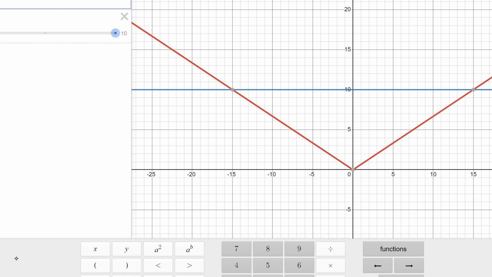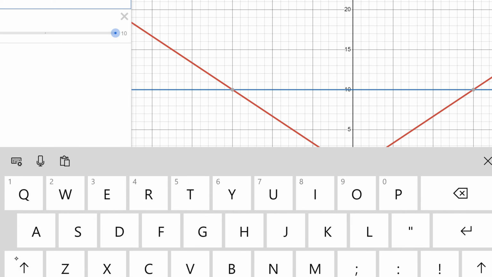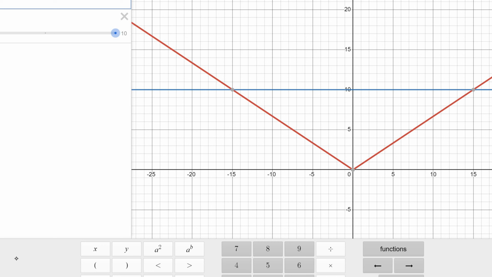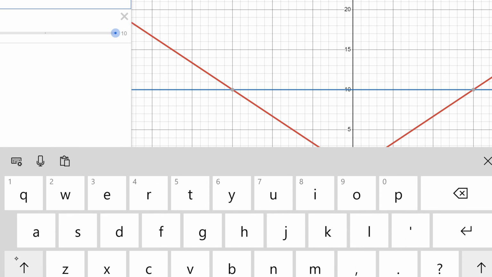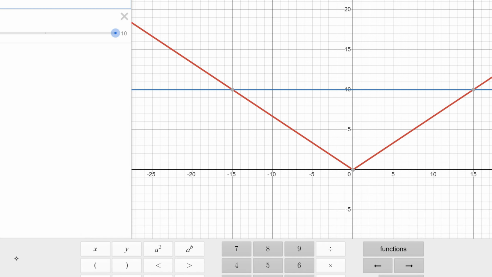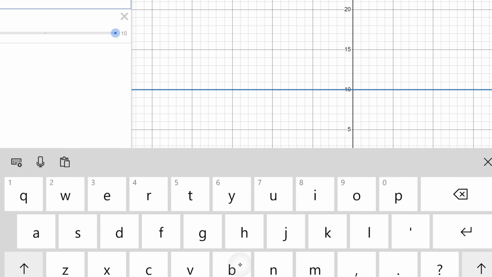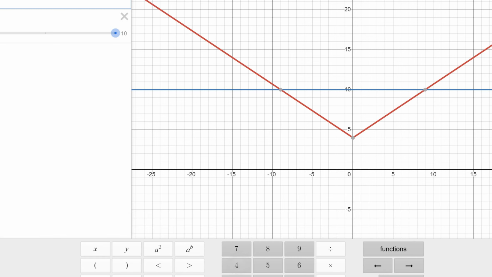Let me see. That's not correct. Okay, the x. And then, I'm sorry, let me see. And then space, and then plus 4. Alright, here we go. Now we got the right graph.